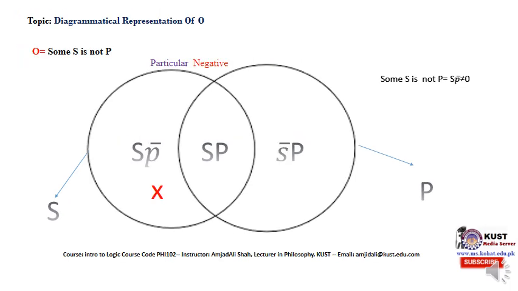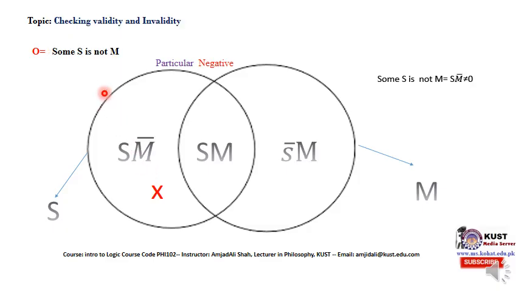Now, Some S is not P. We have this proposition. Here are the members of the class of S which are not P, which are outside of P. You can see in this diagram. But if I say Some S is not M, I will have to put the X over here, because here are some of the members of the class of S which are not included in the class of M, which are excluded from the class of M.